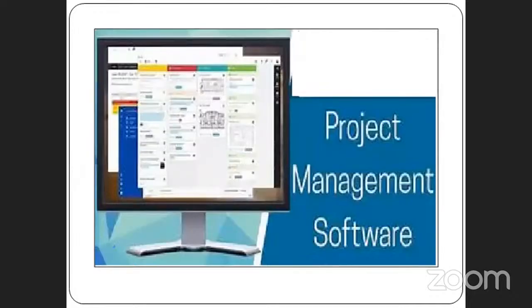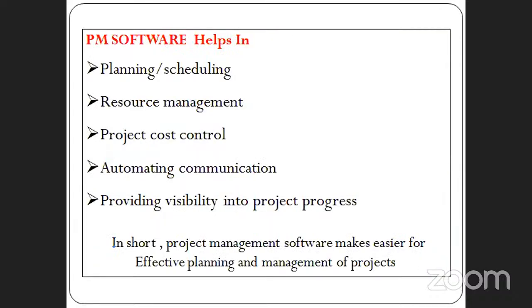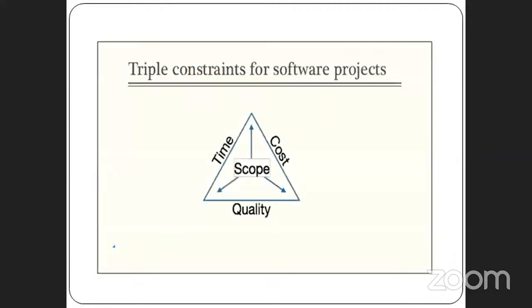Next, I have found in your syllabus project management software. How will it help us? Project management software helps in these main dimensions: planning, resource management, project cost control, automating communication, and visibility in project progress. Automating communication is nothing but a data management system. All the data are stored in the system. It helps us solve problems and also reduce errors. As per schedule, they will check whether we are going in the correct path or in any deviation path. If there is any deviation, it is automatically indicated by the database system. So here also the three main constraints are time, cost, and quality.